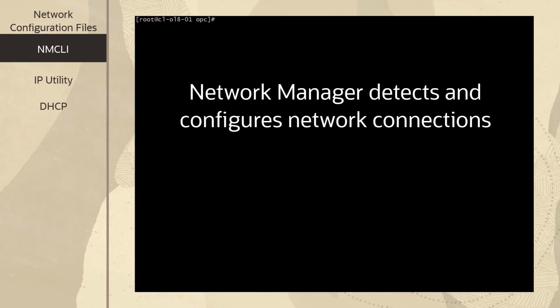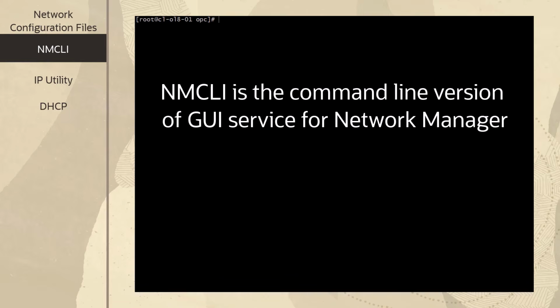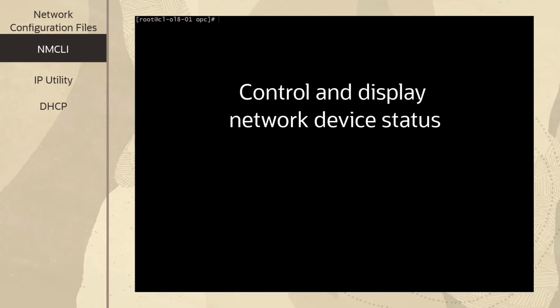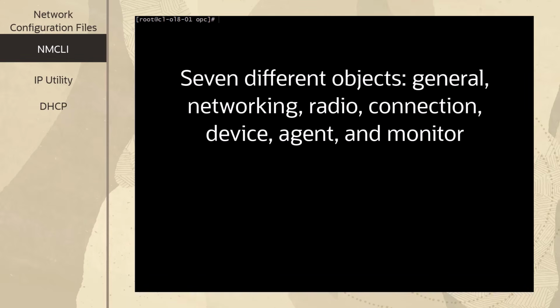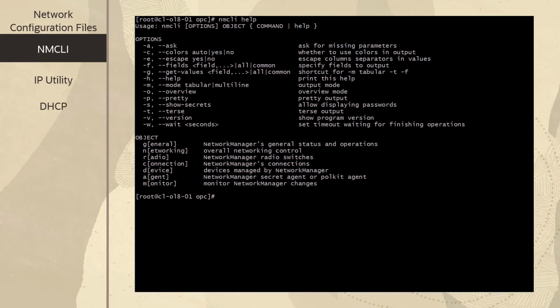Another tool for managing network configurations is the Network Manager. The Network Manager dynamically detects and configures network connections and also attempts to keep network interfaces up and active. NMCLI is the command line version of the GUI service for Network Manager. You can use NMCLI to create, display, edit, delete, activate, and deactivate network connections, as well as control and display network device status. When working with NMCLI, there are 7 different objects: general, networking, radio, connection, device, agent, and monitor. Use the help argument to display the options and information about the objects.